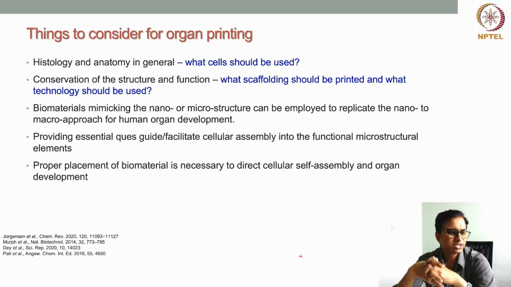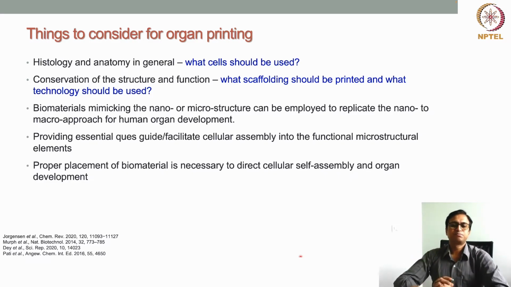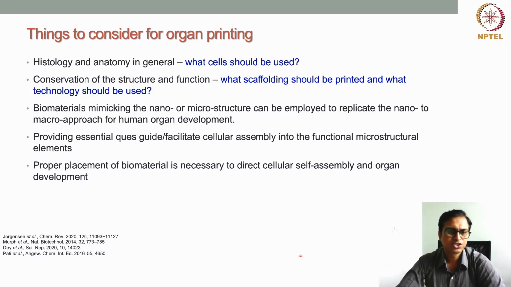As you know, for bioprinting, cells are the primary requirement, because without cells we cannot print a tissue or structure. So we have to understand what the different cell types present are and how they are arranged, and we have to get those cells and use them for our bioprinting work. The next thing is the conservation of the structure and function of a particular tissue or organ.